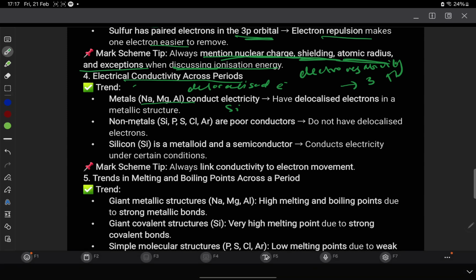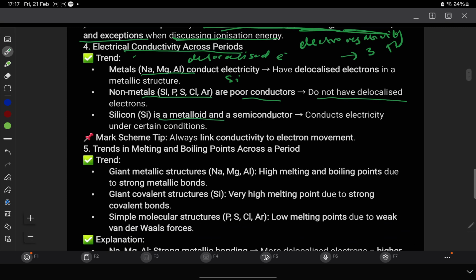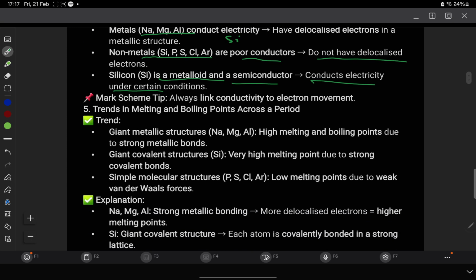And then we have non-metals. These are poor conductors. They do not have delocalized electrons, no free moving electrons in covalent bonding, so they're poor conductors. So if you ever need to wire a house, use aluminum, not sulfur, unless you like fires. And then silicon is a metalloid and a semiconductor, so it conducts electricity only under certain conditions. So it actually shows a lot of attitude, that's why. So in the exam, always link to conductivity and electron movement, okay?